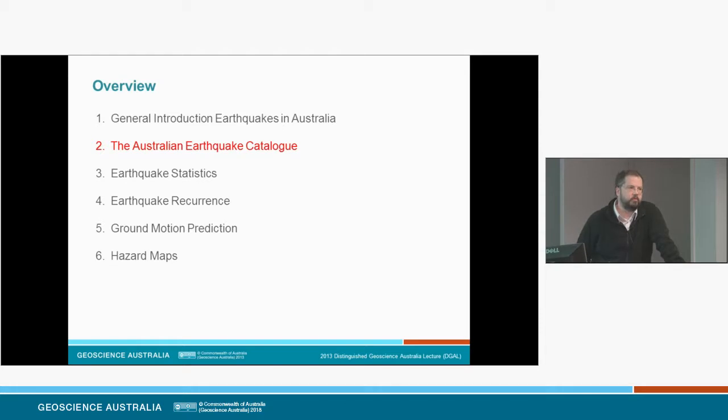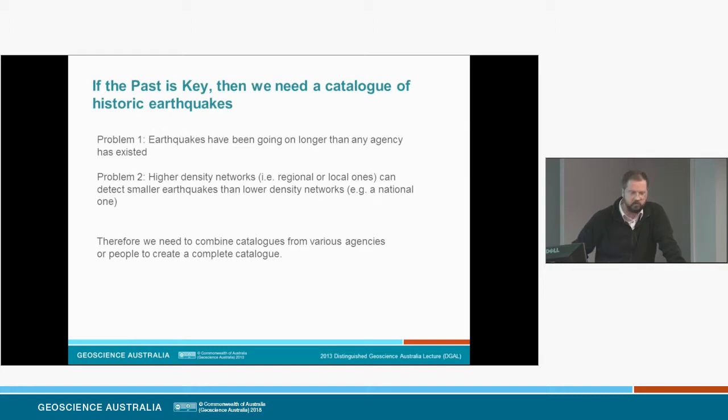So first of all, what I'm going to talk about is a little bit about the Australian Earthquake Catalogue, which is basically just a list of locations, magnitudes and times of earthquakes in Australia. This project's been going on for as long as I've been at GA, and it still continues. The main problem is that earthquakes have been going on in Australia longer than any particular agency or seismic network has existed. From basically 1788 is the first recorded instance of an earthquake in Australia since European settlement.